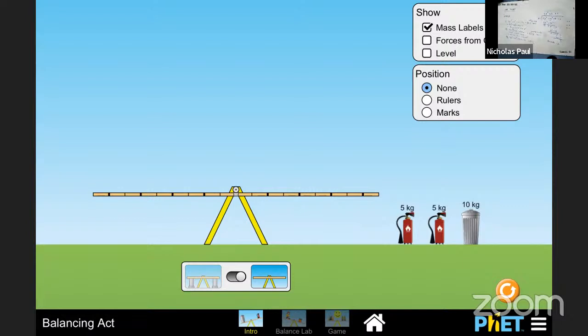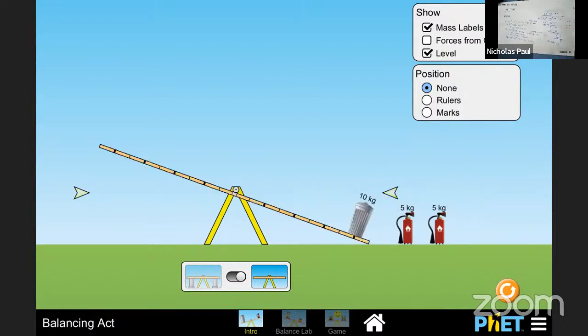So let's see. If you look at this seesaw here, right now this seesaw is level. You'll see that? The seesaw is level. If I were to apply a 10 kilogram mass to one side, it causes the seesaw to go down on the right hand side. So the turning effect there is as a result of the 10 kilogram mass. Okay? Now you learn to work it out.